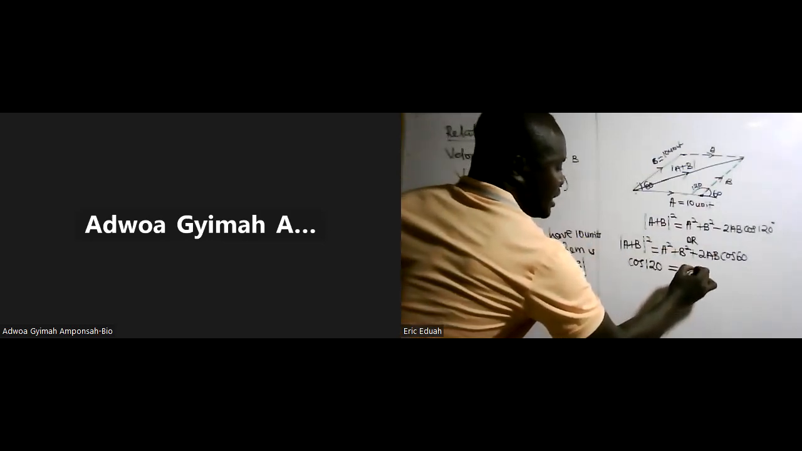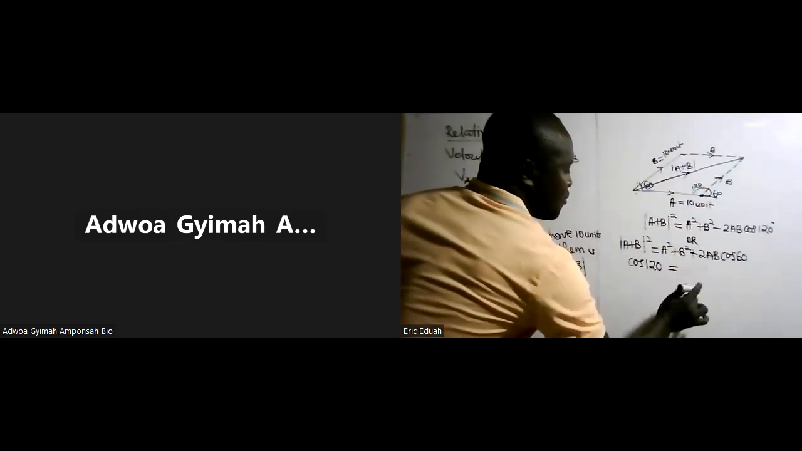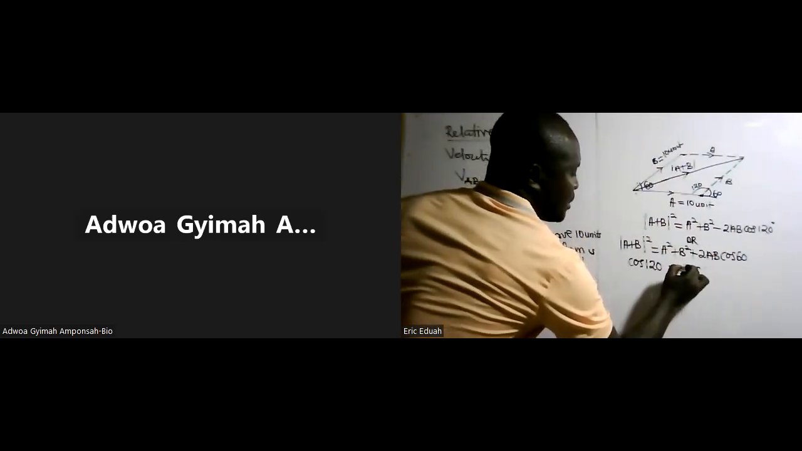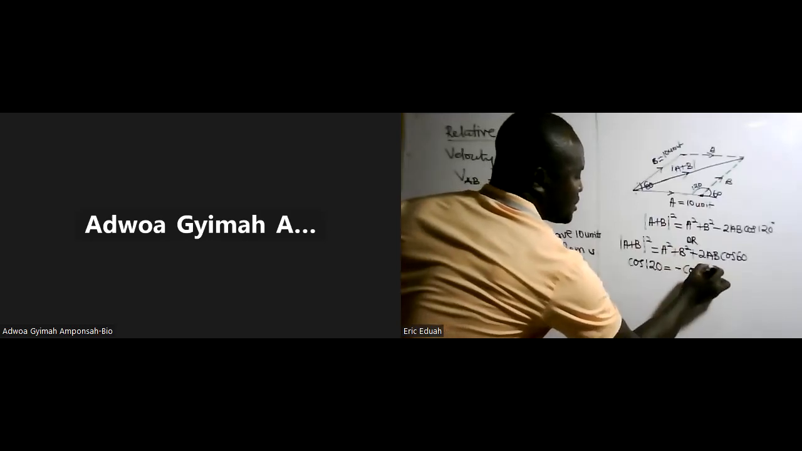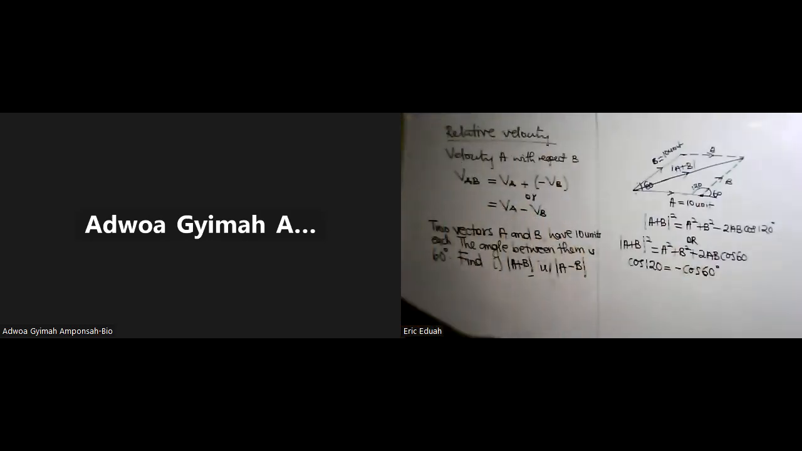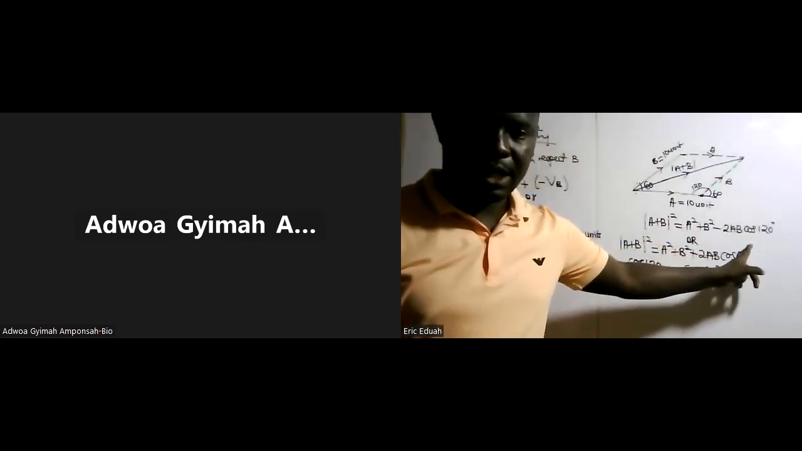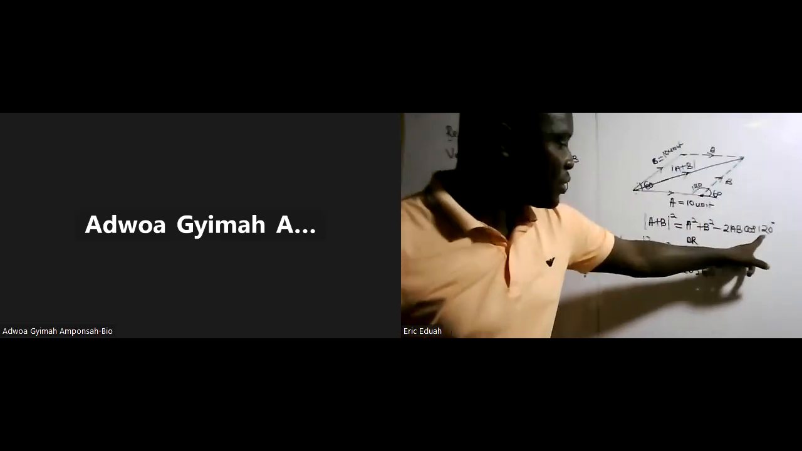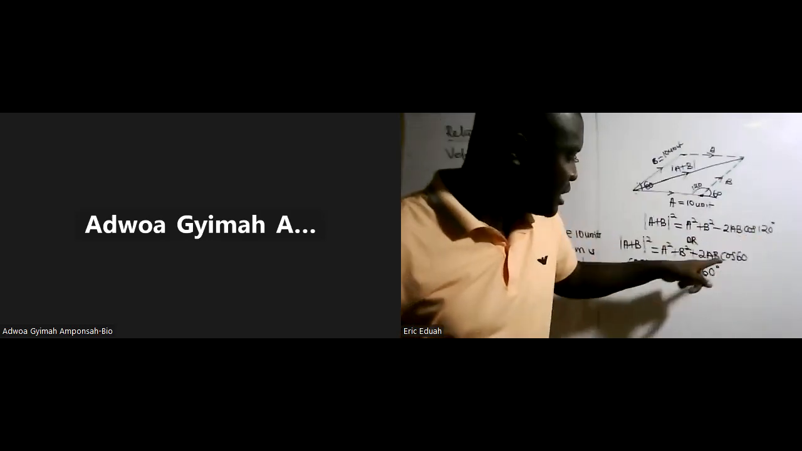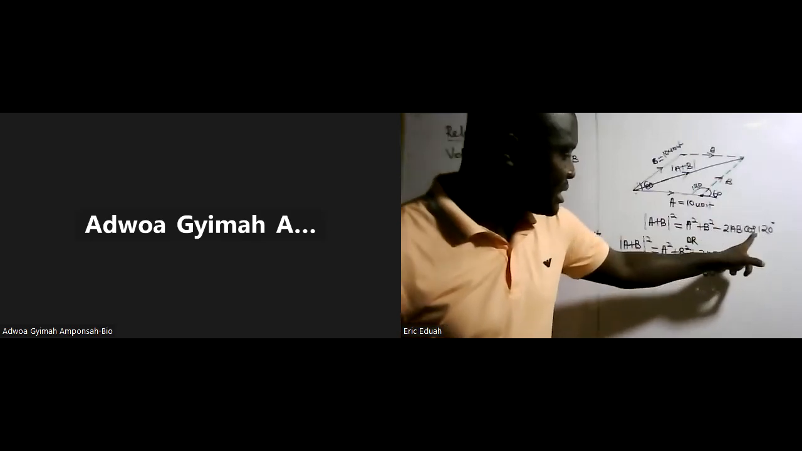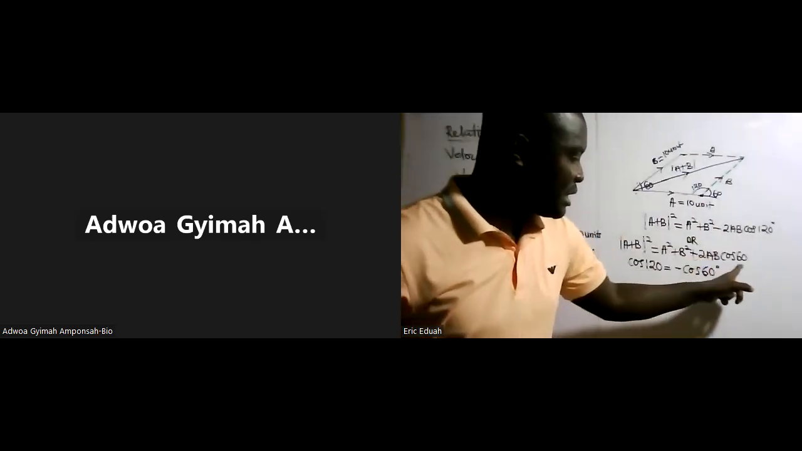Okay, of course, this is coming from this. Cos of 120 is equal to minus cos of 60 degrees. So in place of cos 120, if you put this, we'll have minus this, minus, so we'll multiply to be plus. That's why you see this. All right. Are we fine?